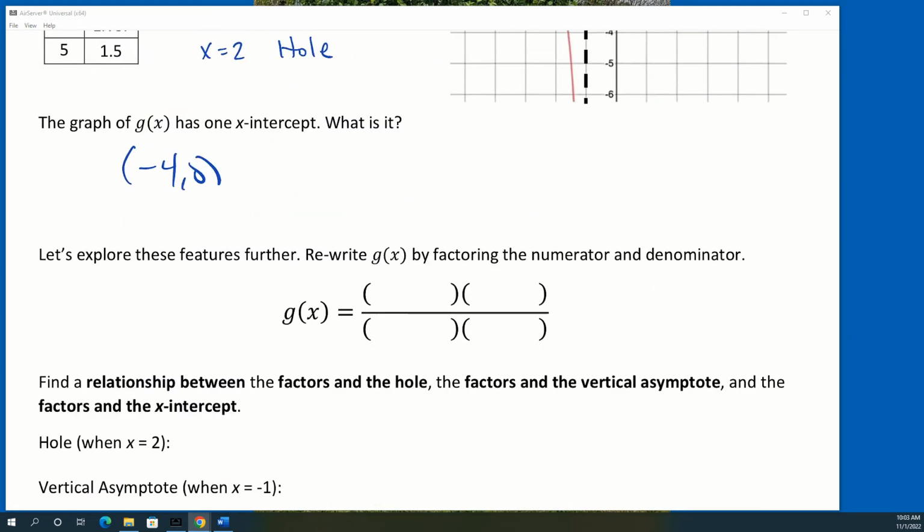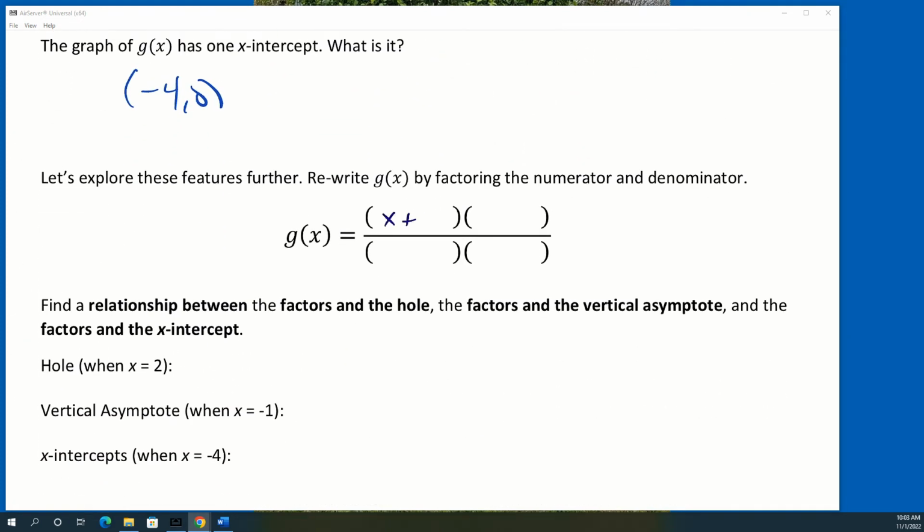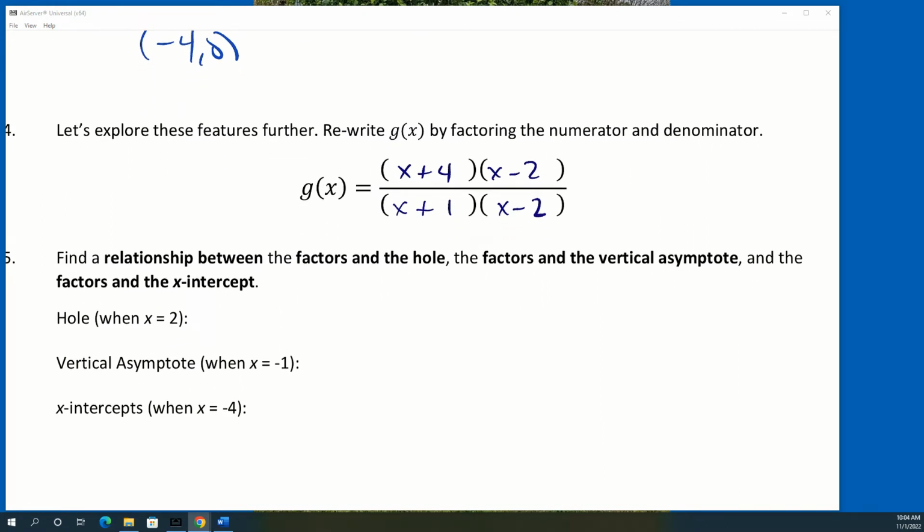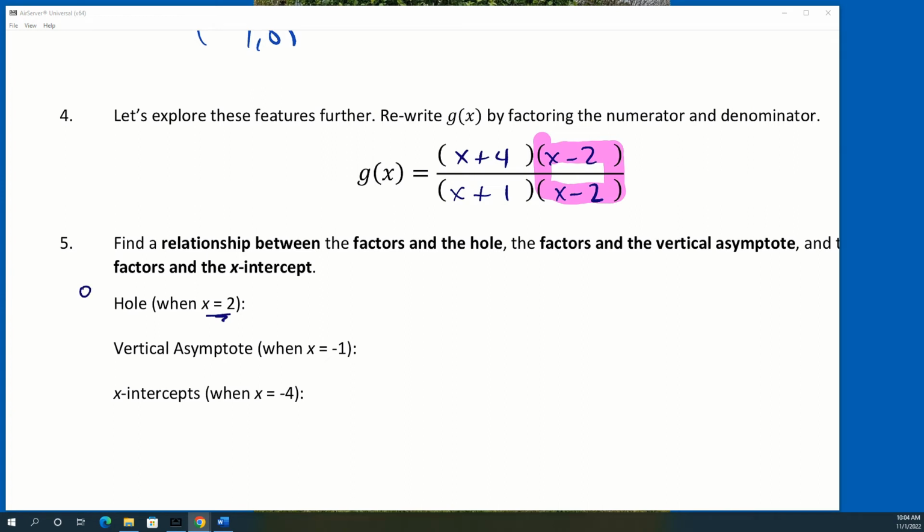So we're going to explore the features. I wanted you guys to factor. I looked around, and I think everybody I saw factored this correctly. All right. So now the big question. I wanted you to find a relationship between the factors and the hole. Let's just start with that. I know the hole is when x is 2. When I look at my factors, I notice I have these two factors, and 2 is significant because in those factors, when x is 2, you're going to get 0, which creates a situation where you have 0 over 0. That is what happens when there's a hole.